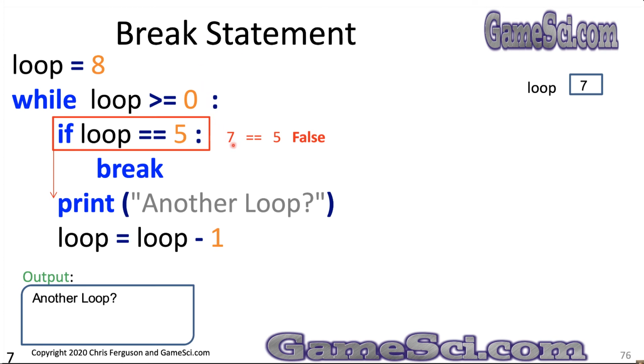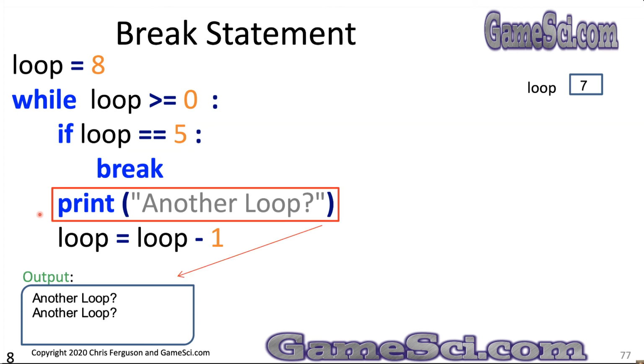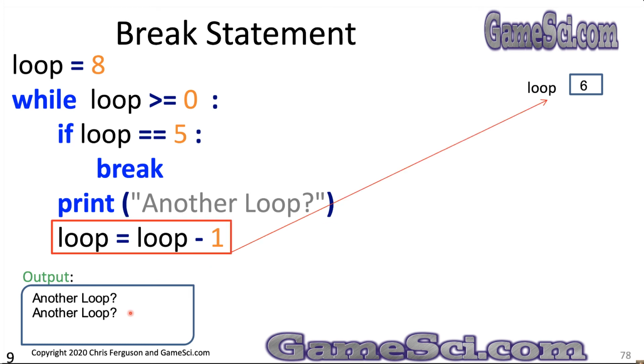If loop equals 5 evaluates to 7 equal 5, and that is definitely false, they don't match. So we will skip the indented code in the if statement and continue on with the rest. Print another loop on the output, and you can see it shows up down here just fine. We're still executing all the indented code, so we'll go to the next line and say loop equals loop minus 1, and we'll update this variable to 6.